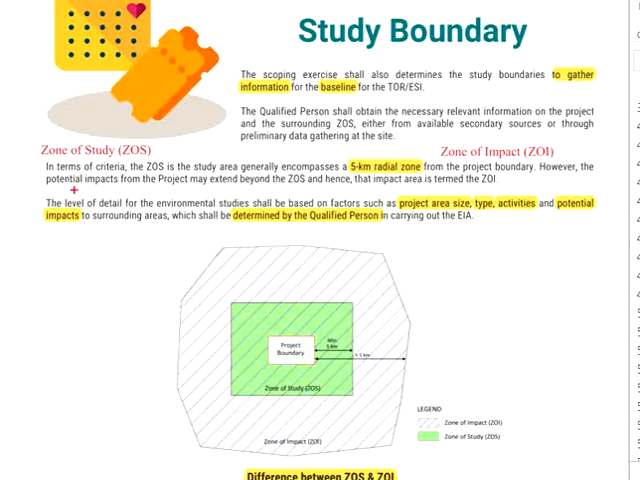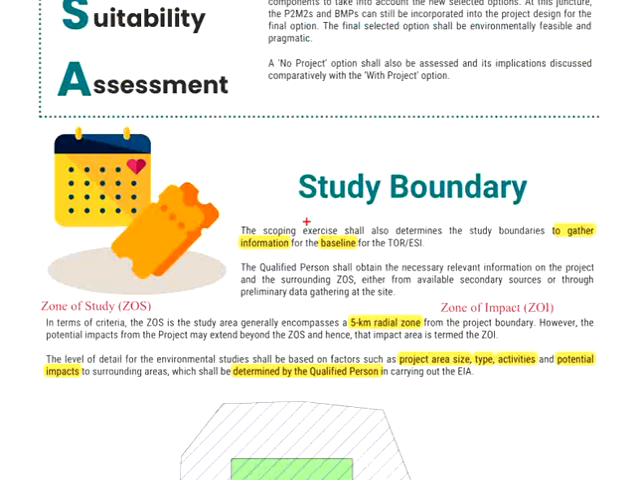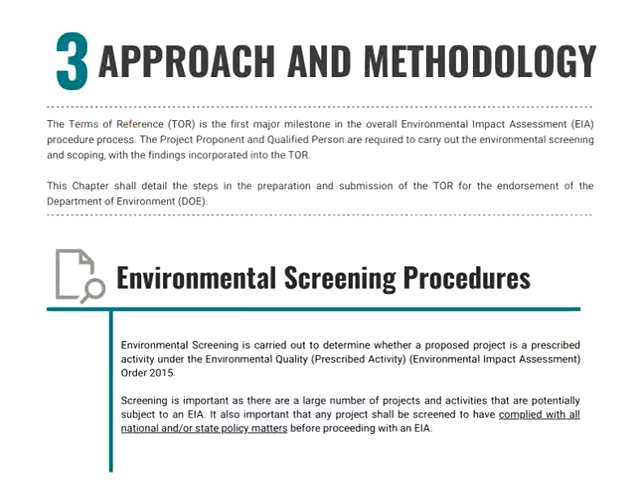Next, the level of detail for the environmental study shall be based on factors such as the project area size, type, activities, and potential impacts to surrounding areas. Since we're talking about the baseline, and we are still at the early stage of the environmental impact assessment, the first milestone will be the establishment of the terms of reference.